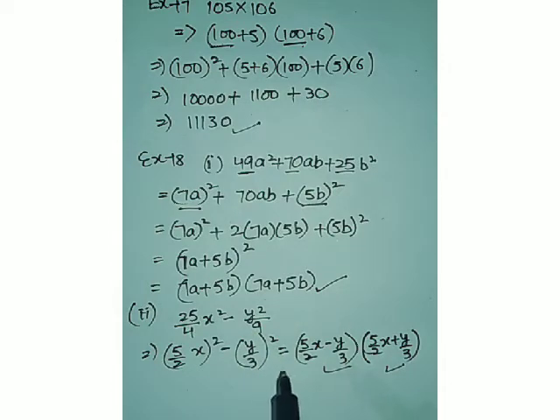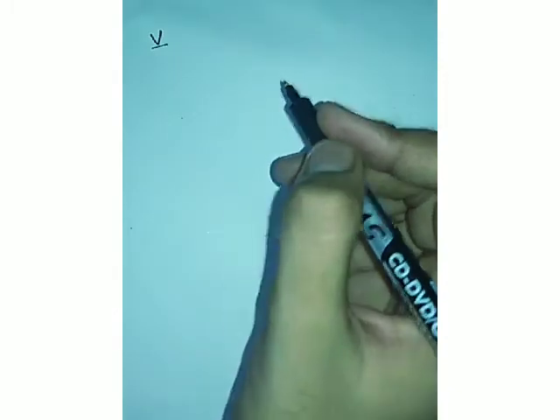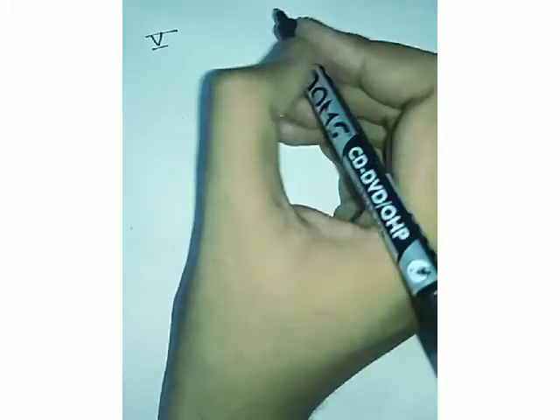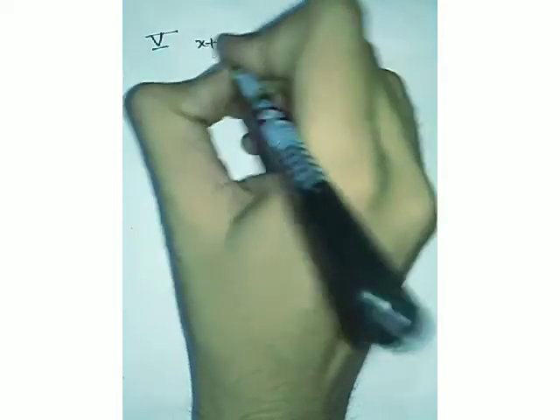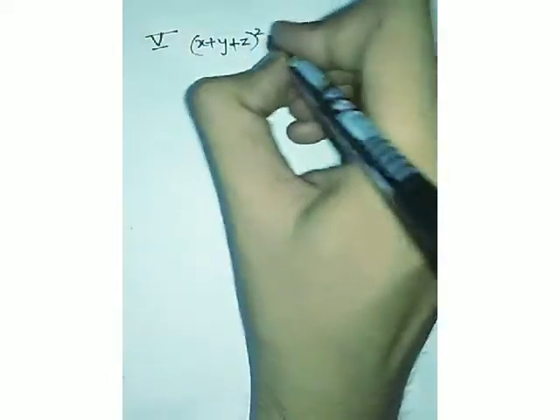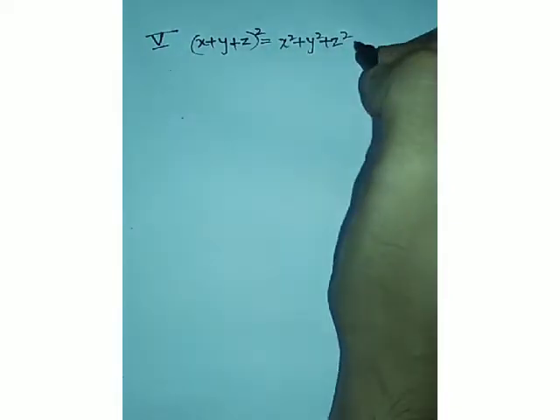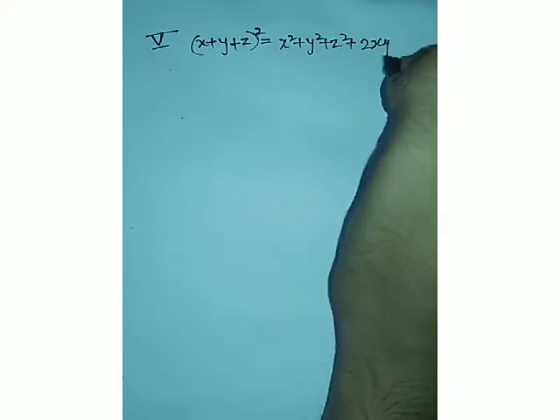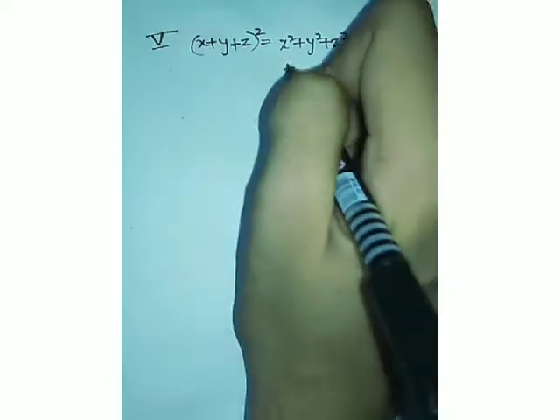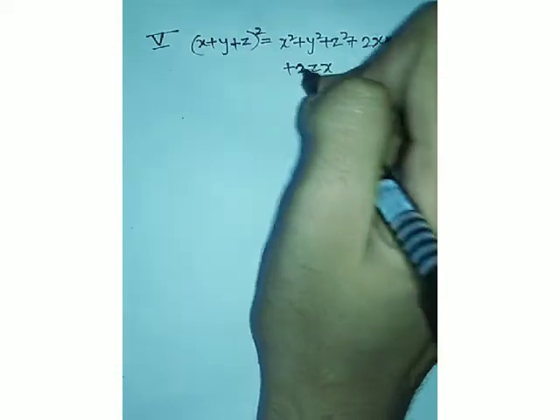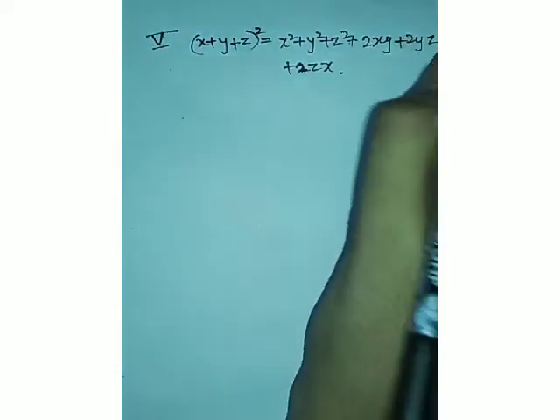This was very easy. Just apply the identities. You have to remember the identities only, and then you can apply them as soon as you see a familiar situation in which the identity can be applied. So let's move further. Our next identity which is to be used is identity number 5, and it is x plus y plus z whole square. It's equal to x square plus y square plus z square plus 2xy plus 2yz plus 2zx. Now we will apply this identity to the upcoming examples.